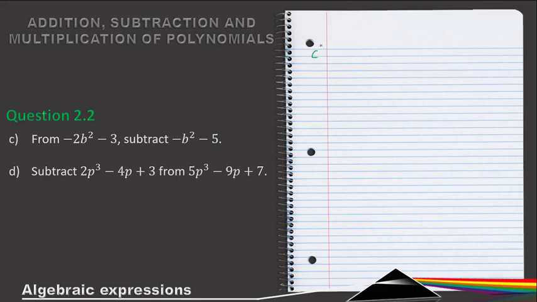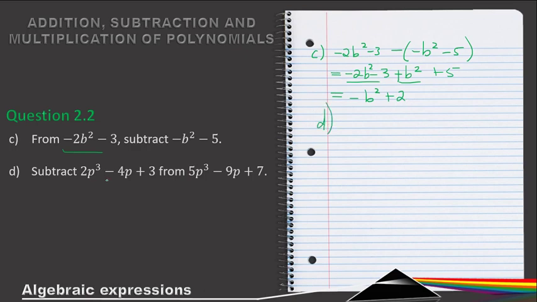Okay, so C, from this, subtract that. So first we write minus 2b squared minus 3. From that, we subtract minus b squared minus 5. So multiply out. So minus and a minus becomes a plus, and minus and a minus becomes a plus, and then our like terms, minus 2b squared plus b squared is minus b squared, minus 3 plus 5 gives me positive 2.